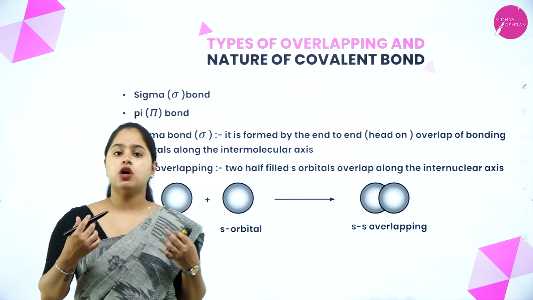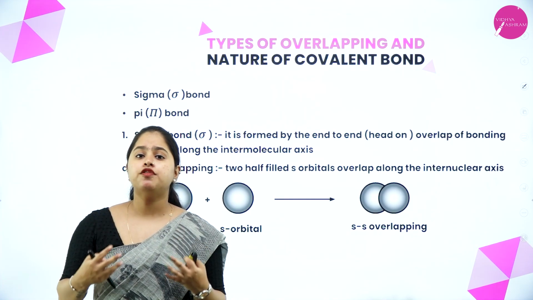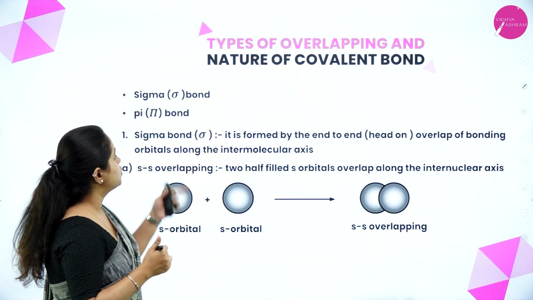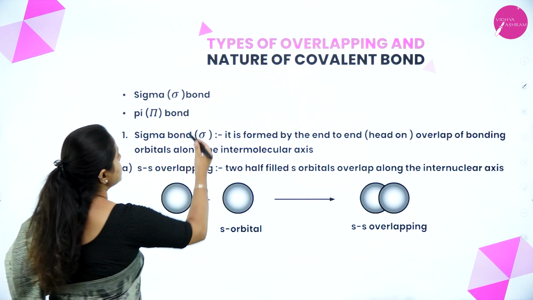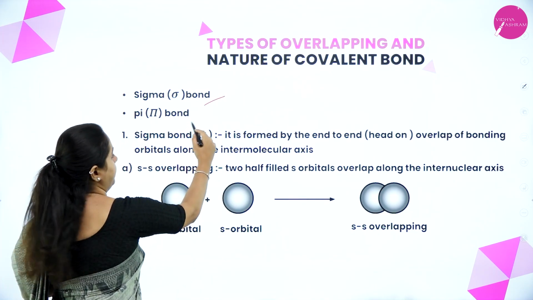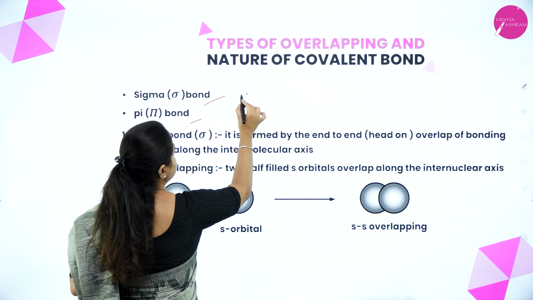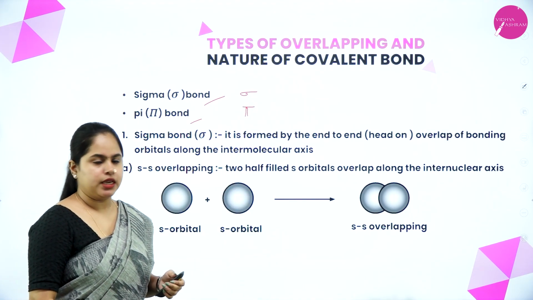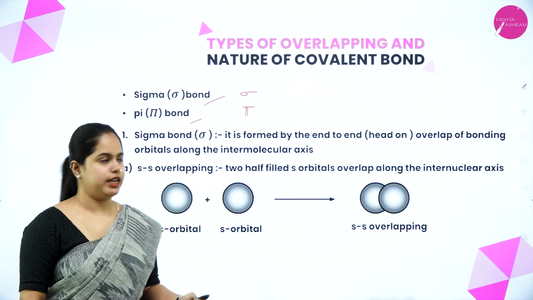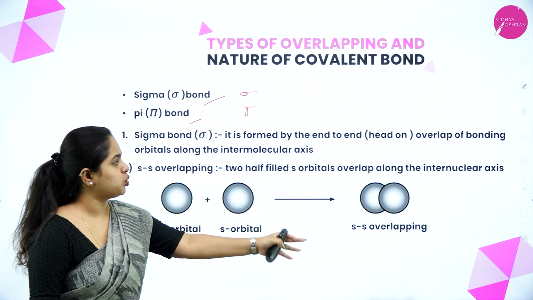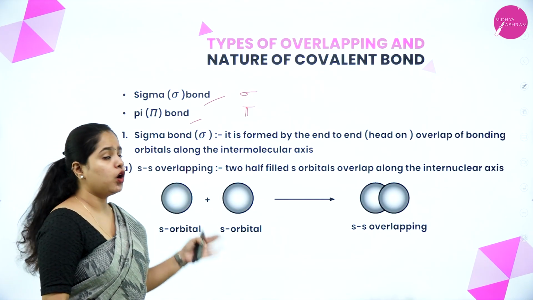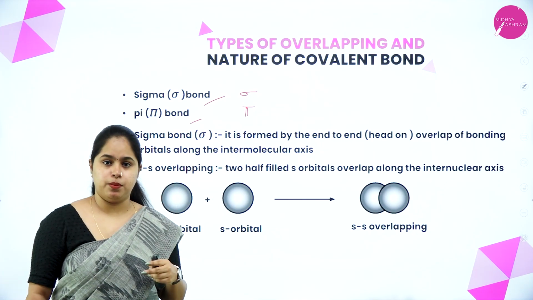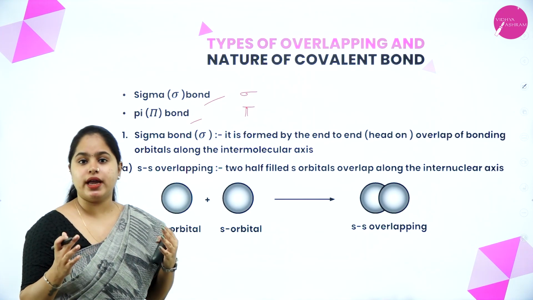Now, based on the different types of overlapping, different types of covalent bonds are formed, which we will be discussing now. The two types of bonds that you can see here are the sigma bond and the pi bond. Sigma bond is represented by the sign sigma and pi bond by this sign. Now, how is a sigma bond formed? Let's see. It is formed by the end-to-end overlap of bonding orbitals along the internuclear axis. That is, it is formed by the end-to-end overlap.